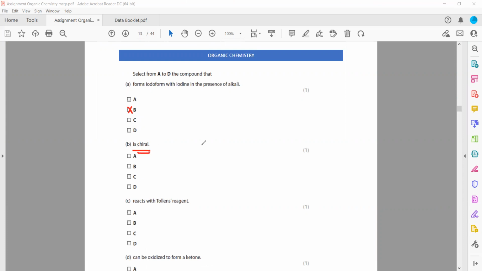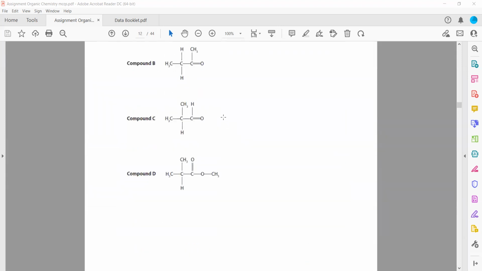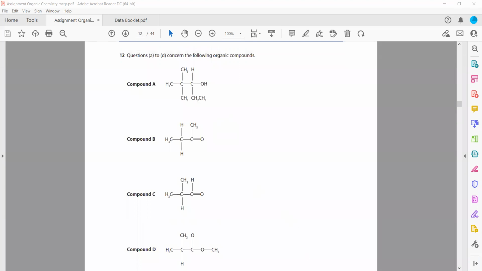Which is chiral? To be chiral, it should have all different groups attached to it. When all the different groups are attached, we call that a chiral carbon. So we have to check each carbon. This cannot be a chiral carbon, the A. When we check this one, this cannot be chiral because two methyl groups are there. When we check this one, this looks like a chiral carbon.